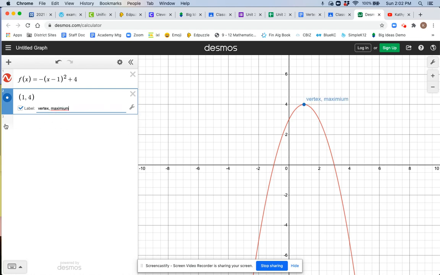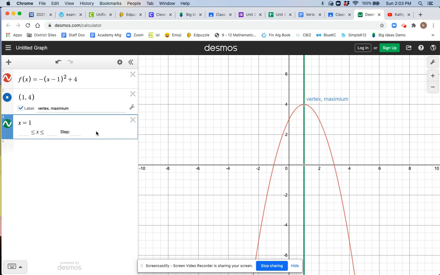I know that my axis of symmetry is the vertical line x equals, and it is the same as the x of my vertex, so it's going to be 1. So I put x = 1, and sure enough, here is my vertical line that is my axis of symmetry that goes right through my vertex.